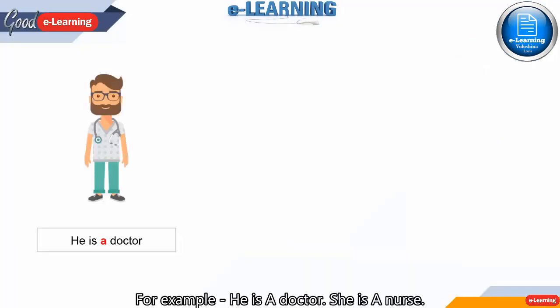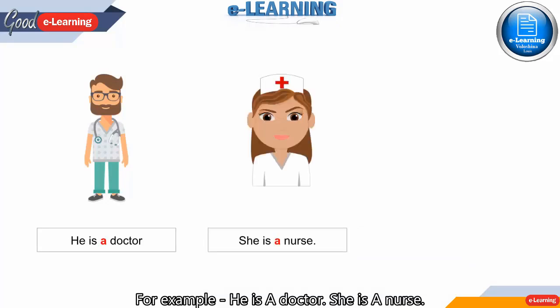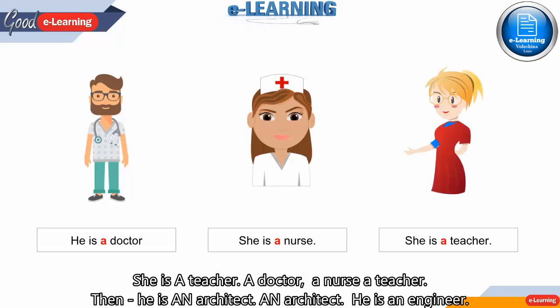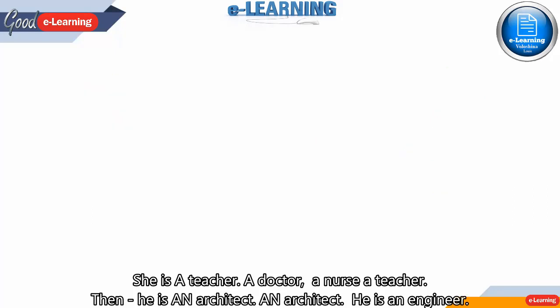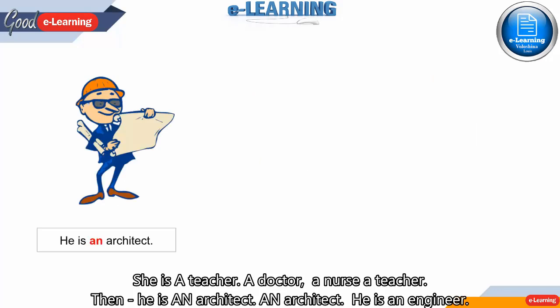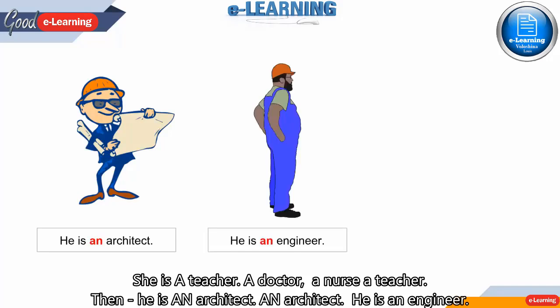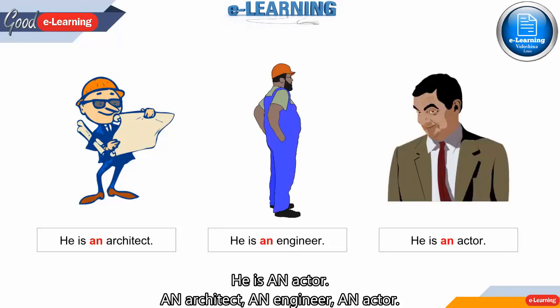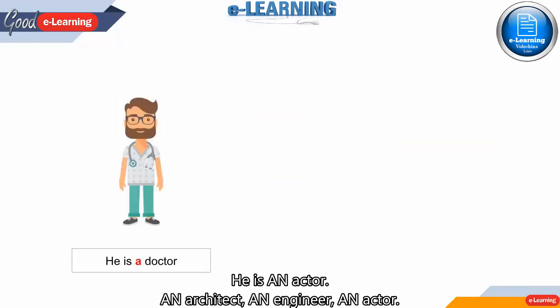For example, he is a doctor. She is a nurse. She is a teacher. A doctor, a nurse, a teacher. Then, he is an architect. An architect. He is an engineer. An engineer. He is an actor. An architect, an engineer, an actor.